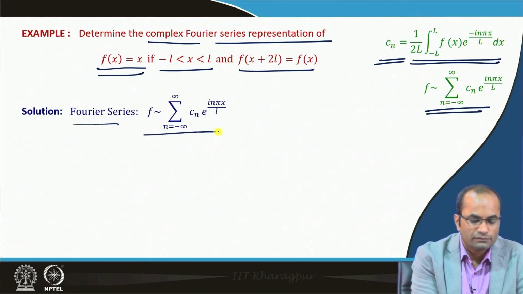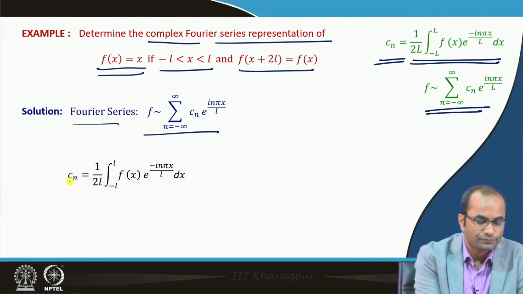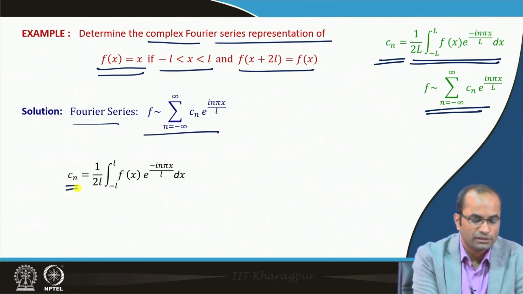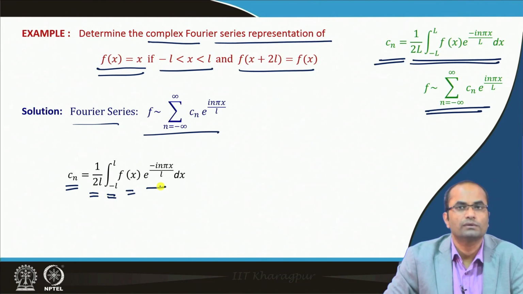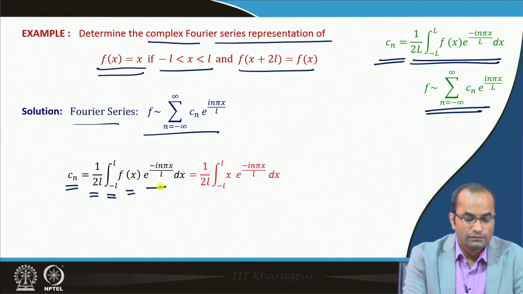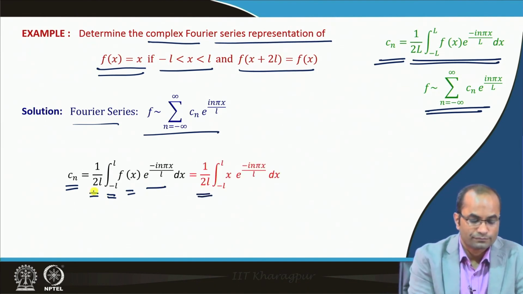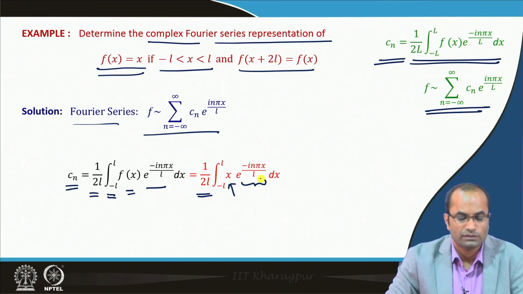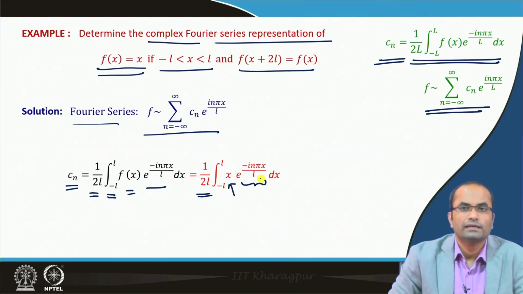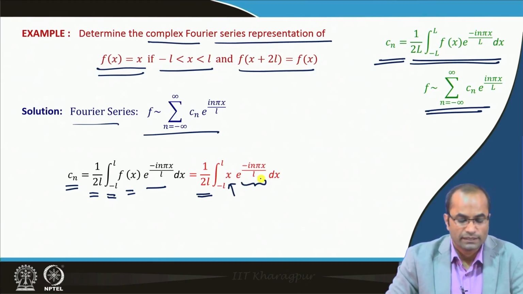So, for the Fourier series we can compute C n as 1 over 2 L, integral from minus L to L of f x e power I n pi x over L. So 1 over 2 L is already there, f x is replaced with x, and then e power I n pi x over L, and then we can integrate by parts again.